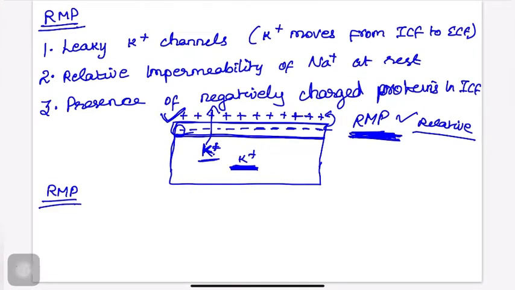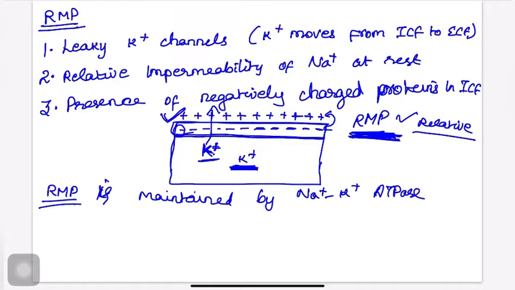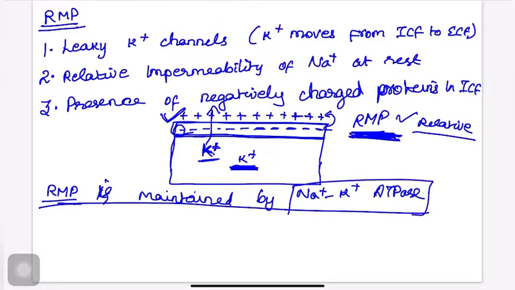So to avoid that, to maintain the resting membrane potential, what is happening? The resting membrane potential is maintained by our sodium potassium ATPase. How does it maintain it? As potassium concentration is high in ICF and low in ECF, which causes movement of potassium from ICF to ECF. What does the sodium potassium pump, or sodium potassium ATPase, do?